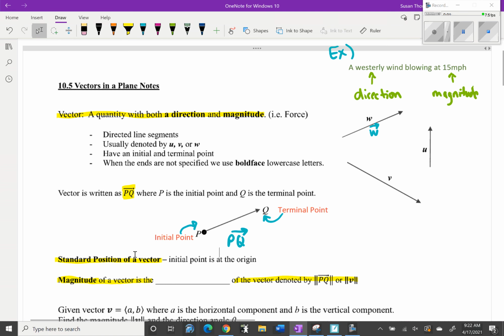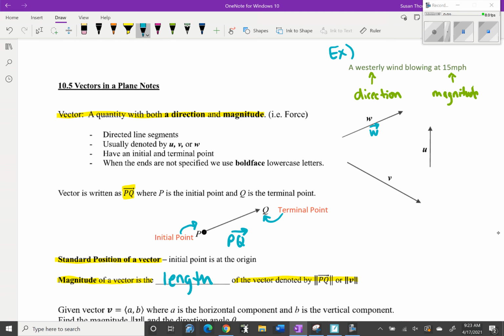Standard position of a vector is the initial point at the origin, and the magnitude of the vector is the length of the vector, denoted by, notice that we have the two lines, that means the magnitude of PQ, or if it was just vector v, you would just have the magnitude of vector v. And again, if we're writing it by hand, I would write it like this.